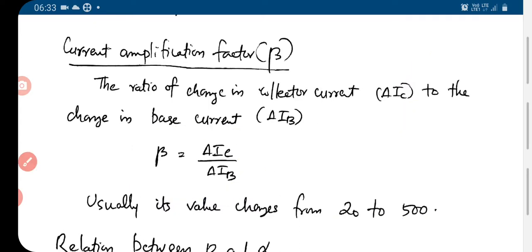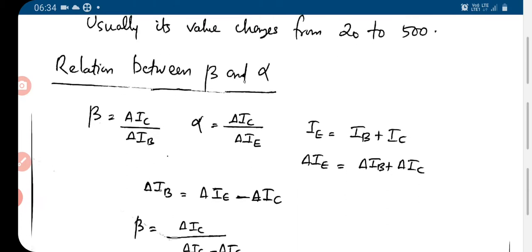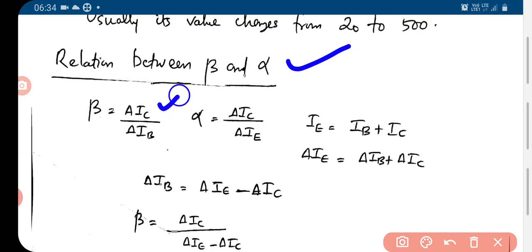Its value ranges from 20 to 500, because the base current IB in the denominator is much smaller than the collector current. In the case of common base connection, the current amplification varies from 0 to 1; the maximum value is 1. So we have to know the range in which alpha and beta are varying. Here beta can vary from 20 to 500. Now let's look at the relation between beta and alpha, how they are related. We know beta is delta IC by delta IB, alpha is delta IC by delta IE.